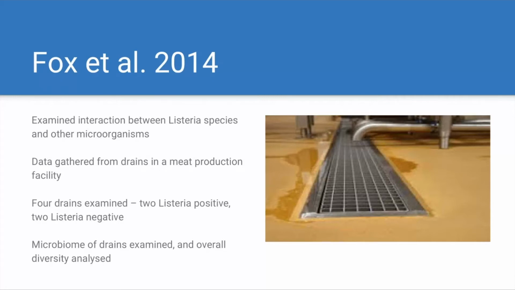So they looked at a meat production facility, and they looked at different Listeria species that were present in different drains across the facility. So they examined 4 drains in the facility. They found that 2 were Listeria positive and 2 were Listeria negative. And they wanted to explain this using the microbiome of the different drains, using metagenomic data to look at the relative abundance of different bacterial species and so on.